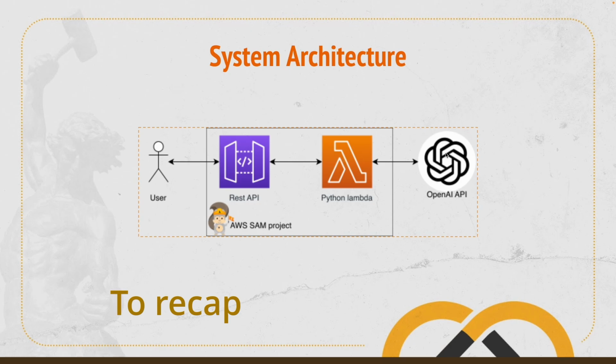The OpenAI API will process the request using their AI models, and they will send back the answer to us with the Python Lambda code, and the Python Lambda code will forward the message back to the REST API, which is going to send the message back to the user. And the REST API and the Python Lambda will be managed by our AWS SAM project.